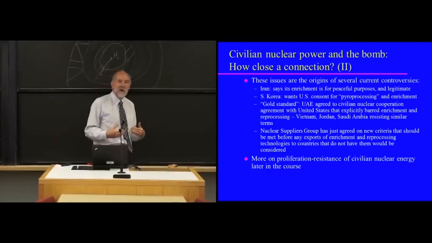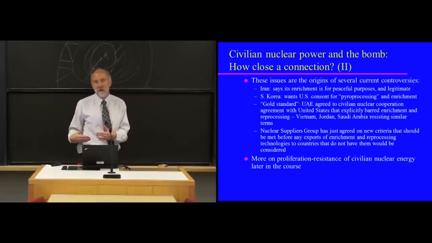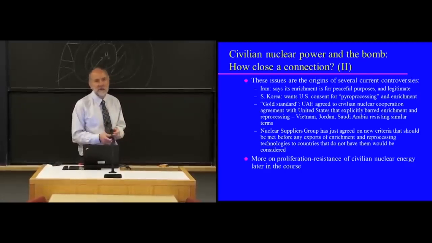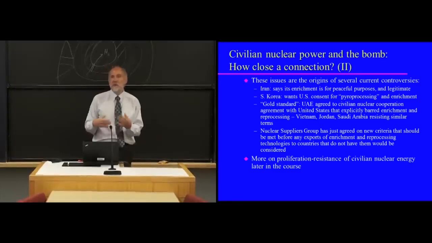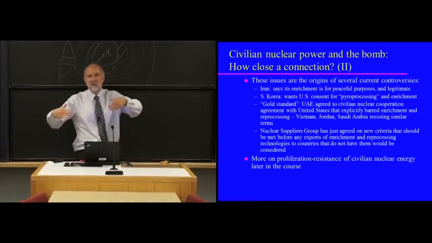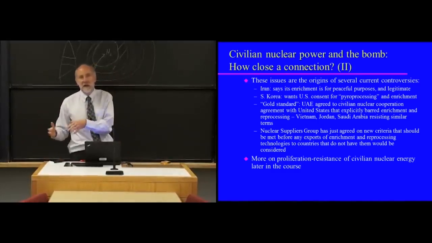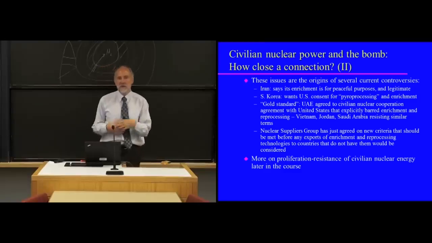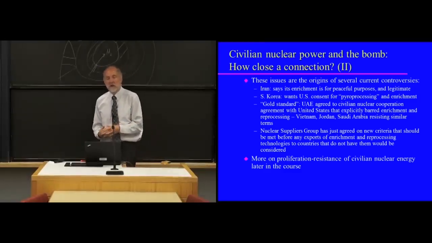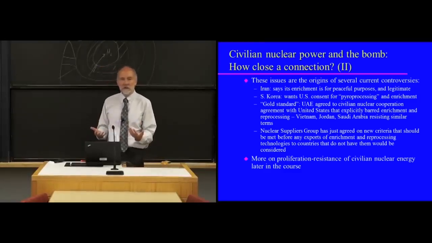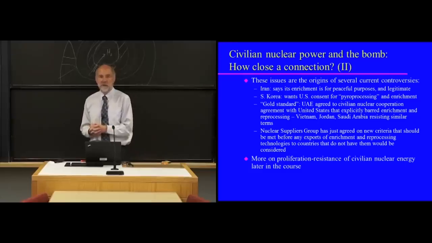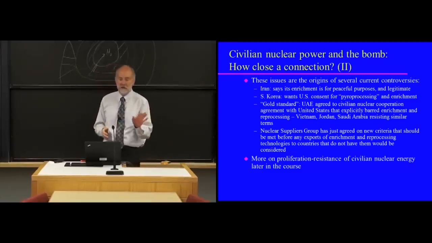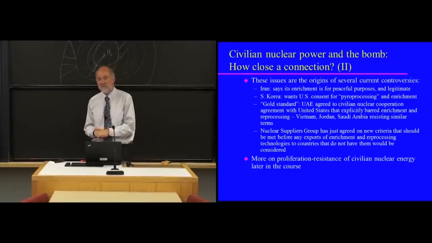So other people say we shouldn't insist on an explicit agreement to ban enrichment and reprocessing, because if we do, other nuclear suppliers that don't insist on that will come in and sell their reactors, and we'll have even less proliferation controls than we would if the United States entered into civil nuclear cooperation agreements without such an explicit ban.